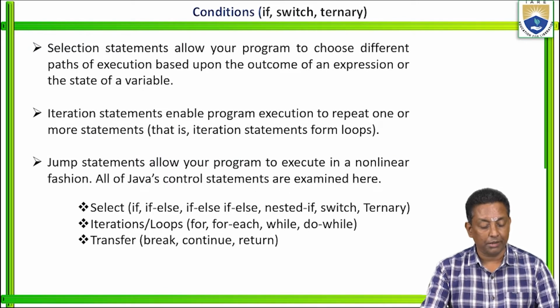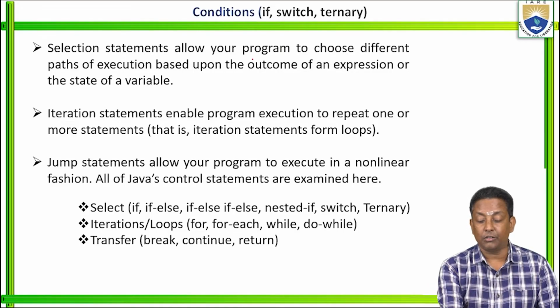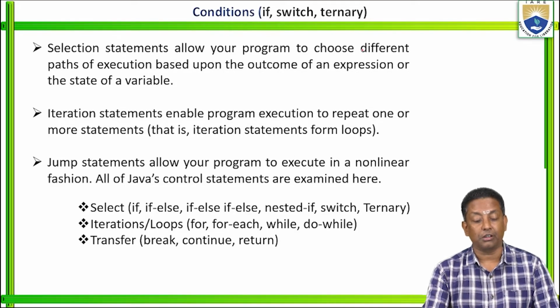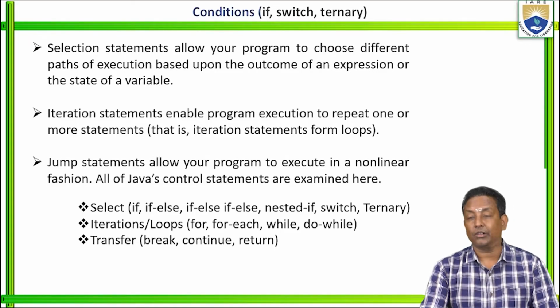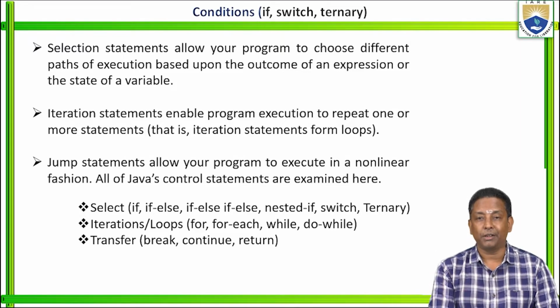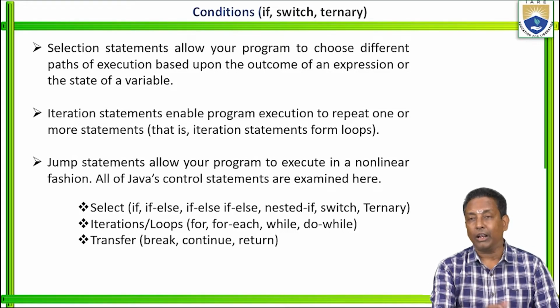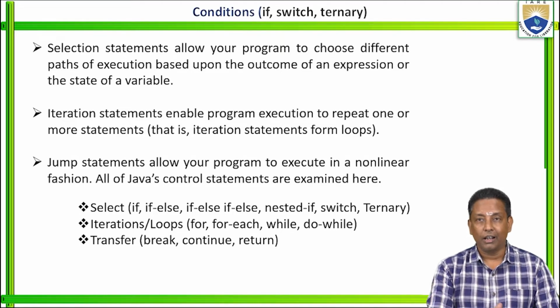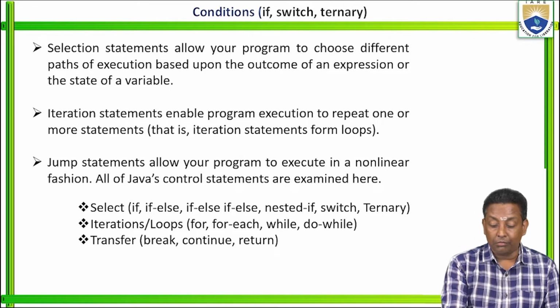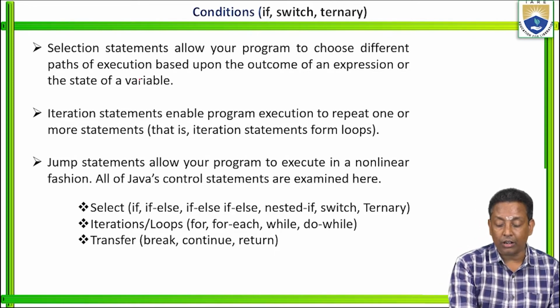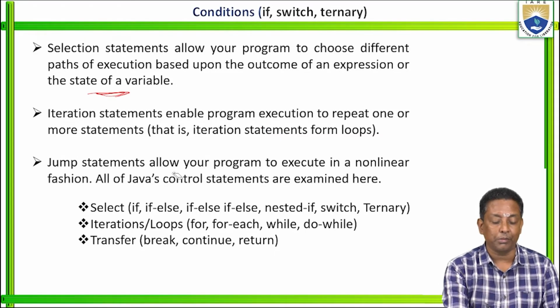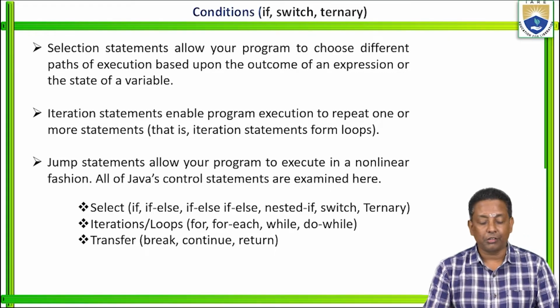Okay, so the same thing I have written again. Select statements allow your program to choose different paths of execution based upon the outcome of an expression or the state of a variable. As I said earlier, you sum all the marks. If the sum is between 100 and 91, print something. If 91 to 80, print something. If 71 to 80, you print something. Like that, if you want to execute your method based on some state of the variable, you can apply conditions.